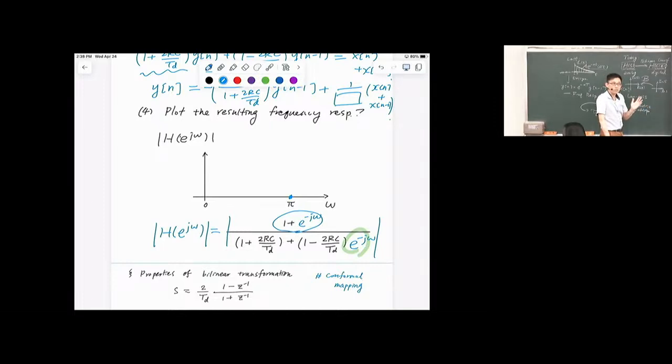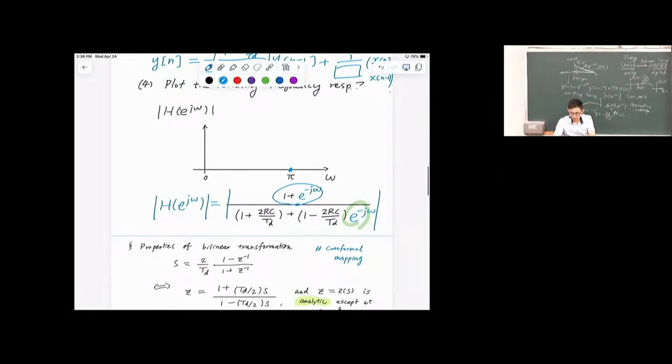We need to know more about the essence of what the bilinear transformation really is about. So in the next 30 minutes or so, we need to really talk about the bilinear transformation. Otherwise, we will get stuck here, because even for a simple system, the expression looks scary. So we need to approach this from another angle.